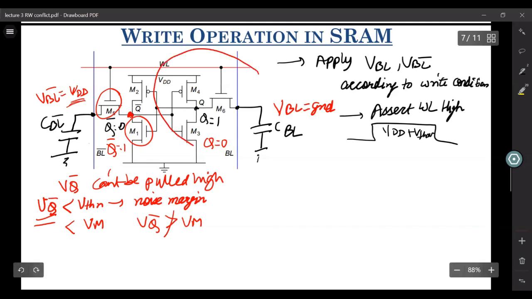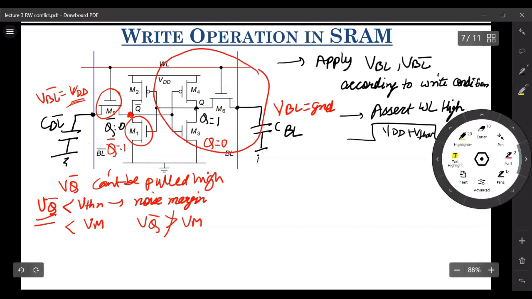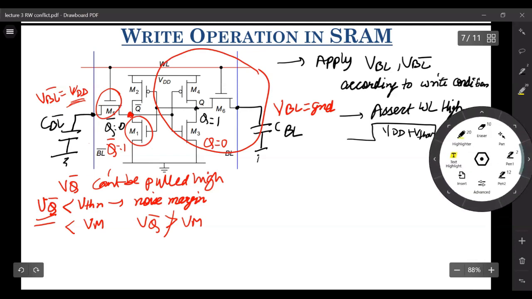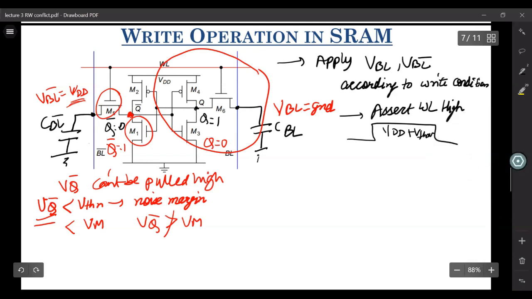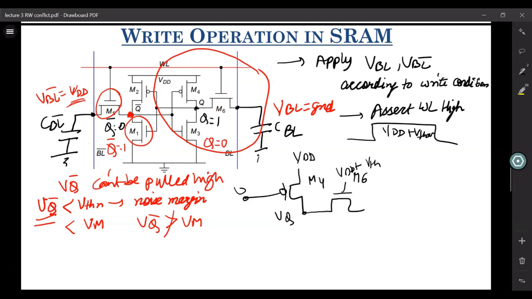Let us look at this portion. What you observe is that you have a circuit like this. You have this PMOS M4, you have this node potential VQ, and you have this M6, which is connected to VDD plus something, which is VTH of the access transistor. This is connected to VDD. This is connected to, let's say, 0, so that this is turned on. And you have this M6 over here, which is connected to your ground.